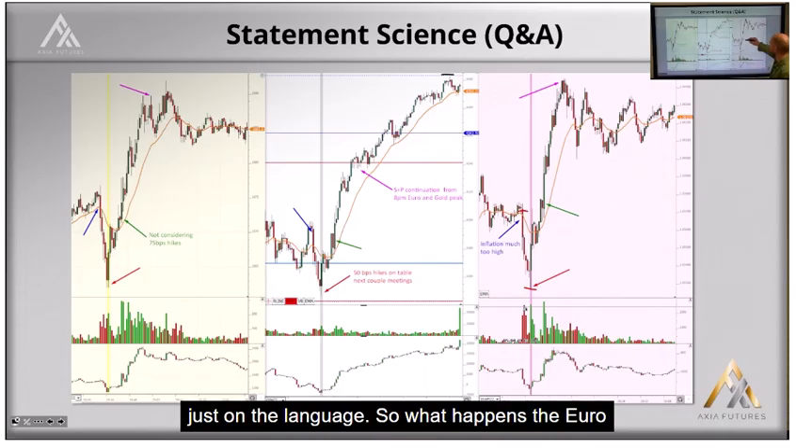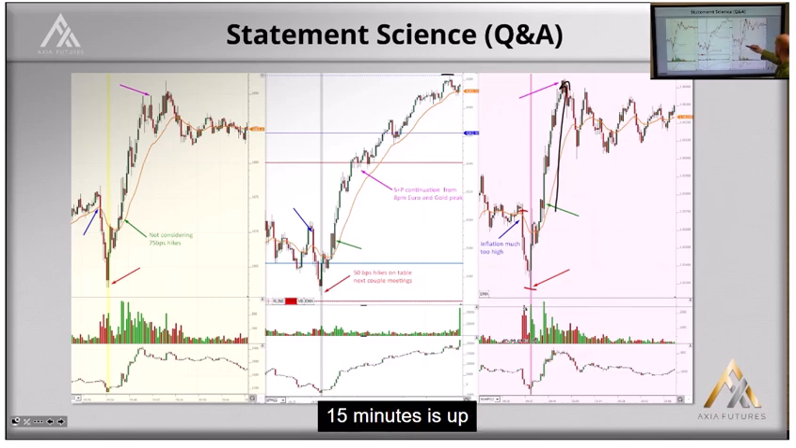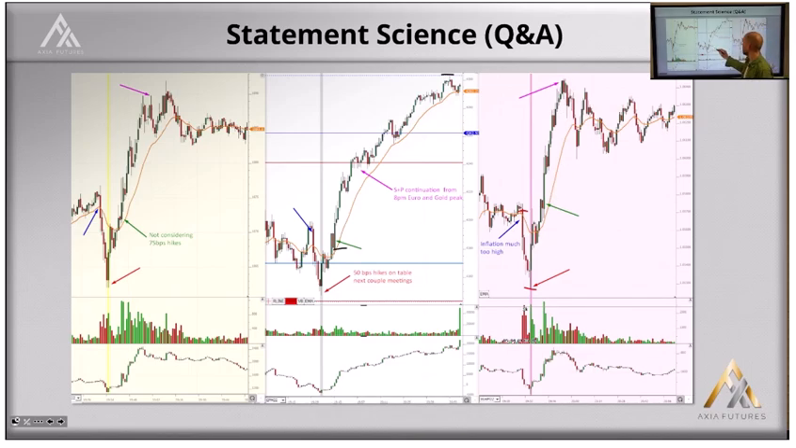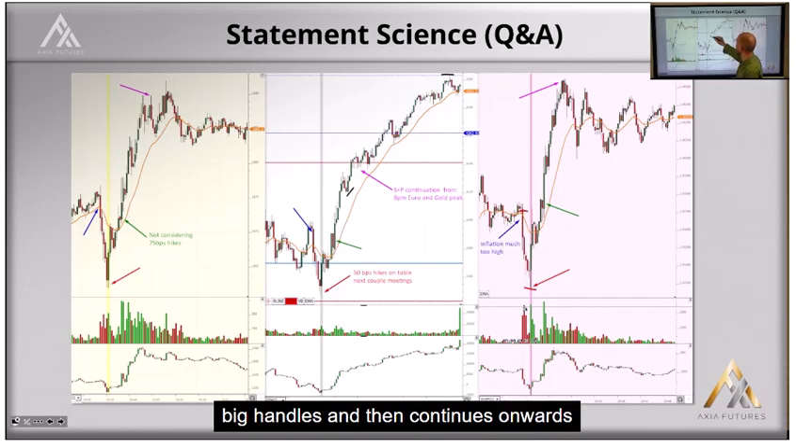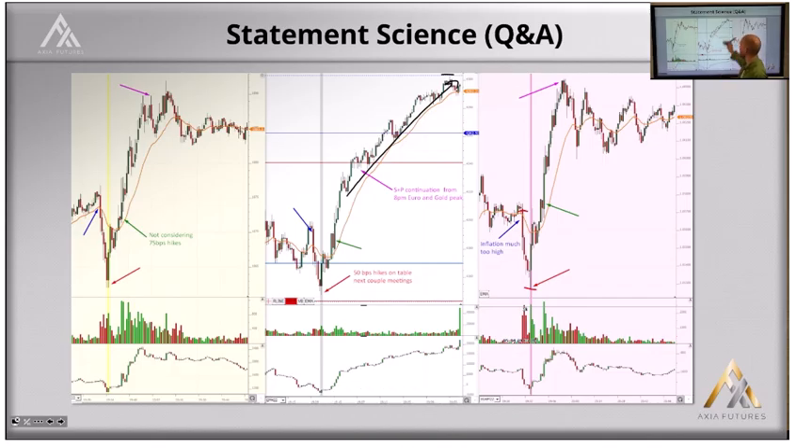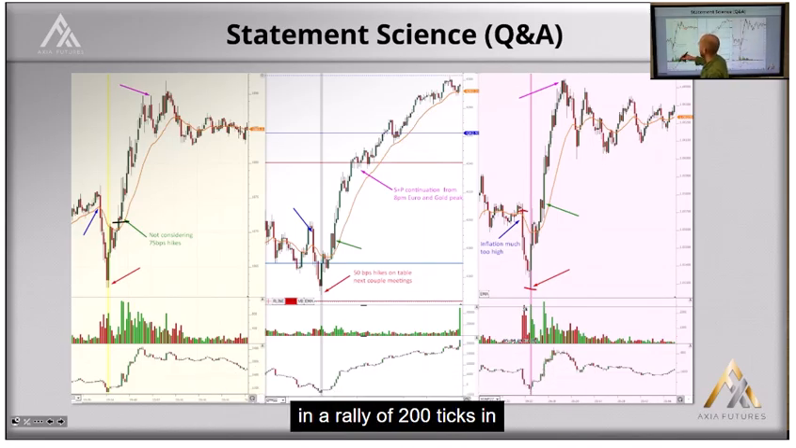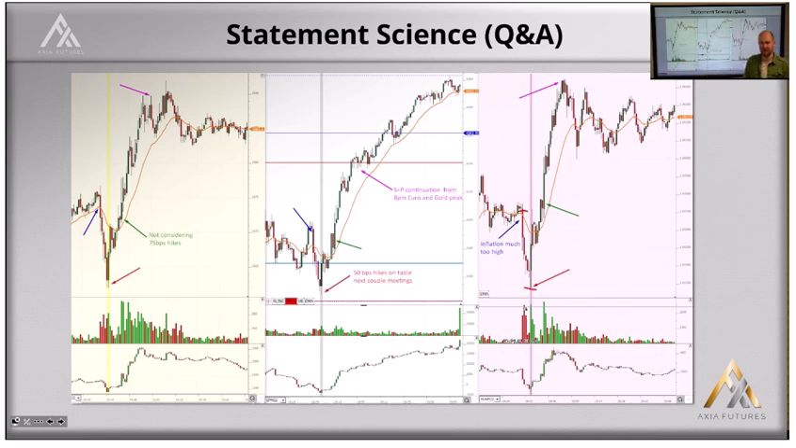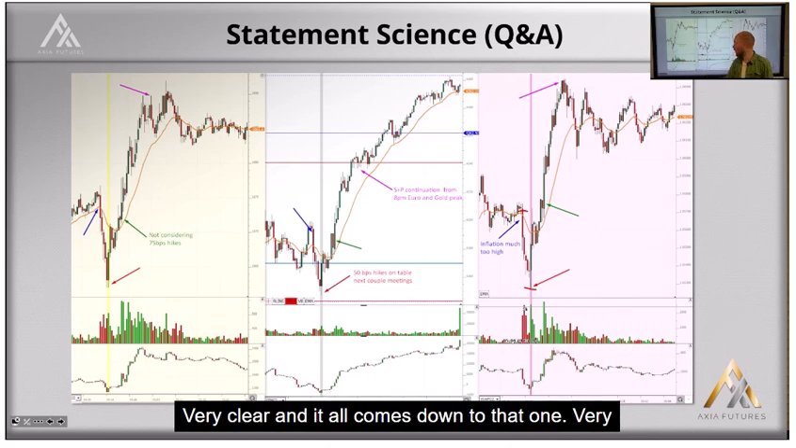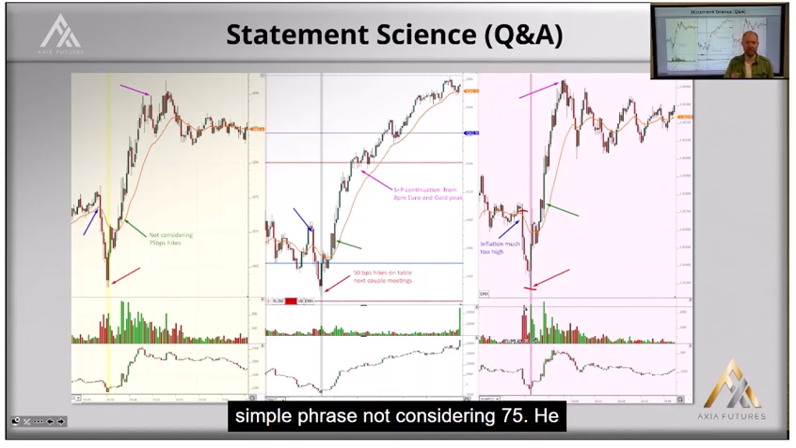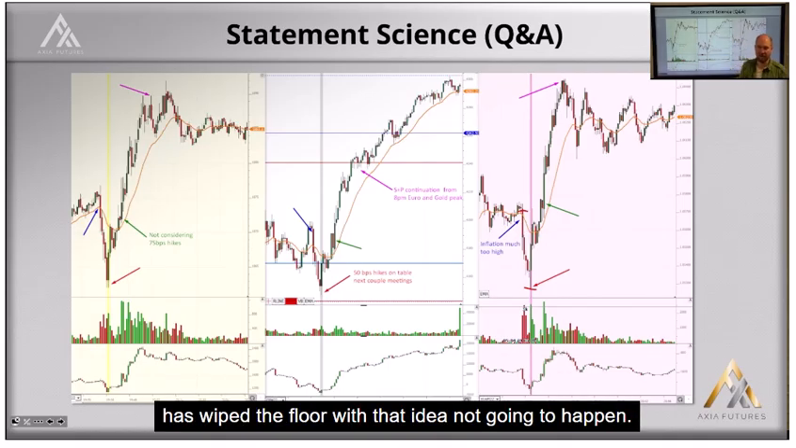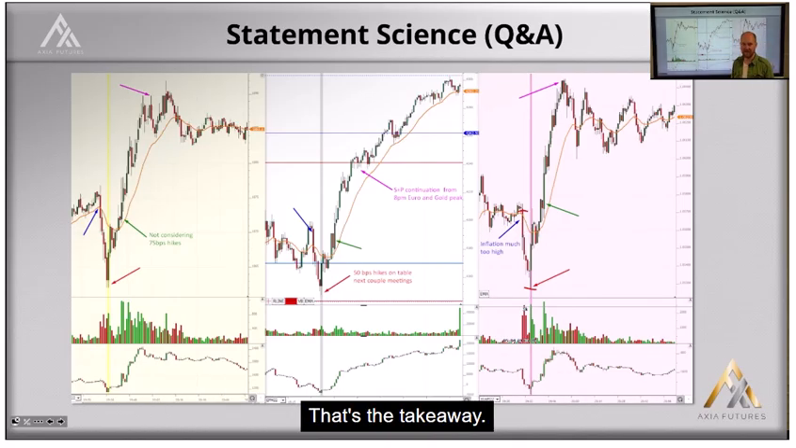So what happens? The euro flies. In 15 minutes, it is up around 70 ticks. The S&P is up around 50 big handles and then continues onwards for another 80. Gold, after having already bounced, now puts in a rally of 200 ticks in 15 minutes. That's the scale of the movement. Very clear, and it all comes down to that one very simple phrase, not considering 75. He has wiped the floor with that idea, not going to happen. That's the takeaway.